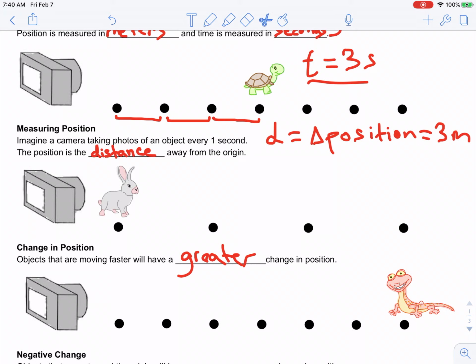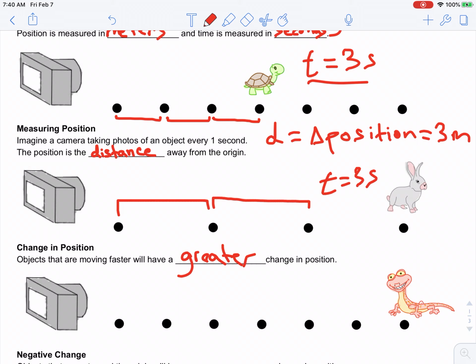But let's see it with this hare here, the tortoise and the hare. 0 Mississippi, 1 Mississippi, 2 Mississippi, 3 Mississippi. Here we are at the same moment in time, t equals 3 seconds. And look, he's gone quite a bit more in distance. He's at about 6 meters. We don't need those lines, so let me erase them. His distance, or his change in position, is about 6 meters.